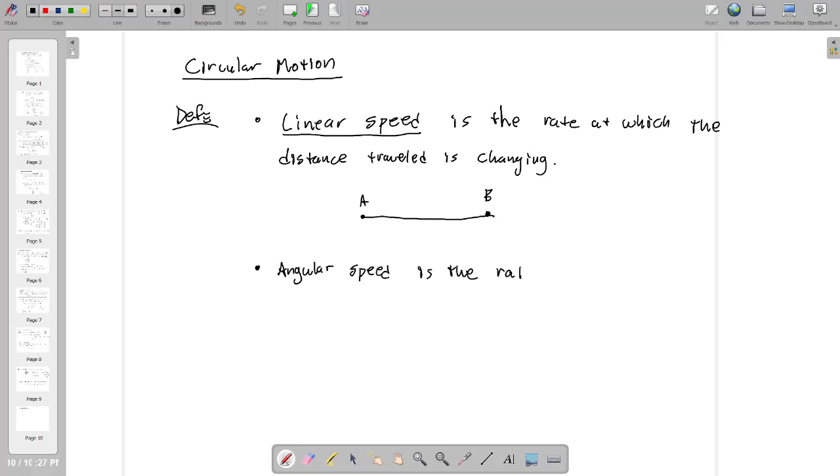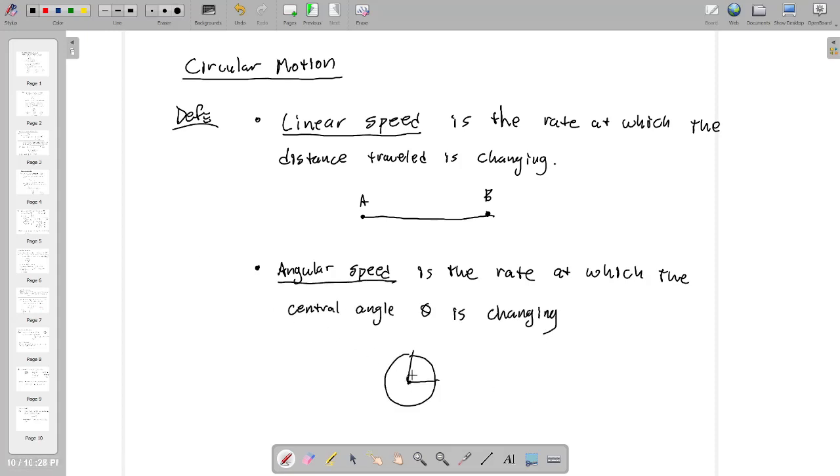Angular speed is the rate at which the central angle theta is changing. Now the central angle is theta. So as you move around, as you move from your starting point to your ending point, this angle theta is changing. The rate at which that angle is changing is called your angular speed.